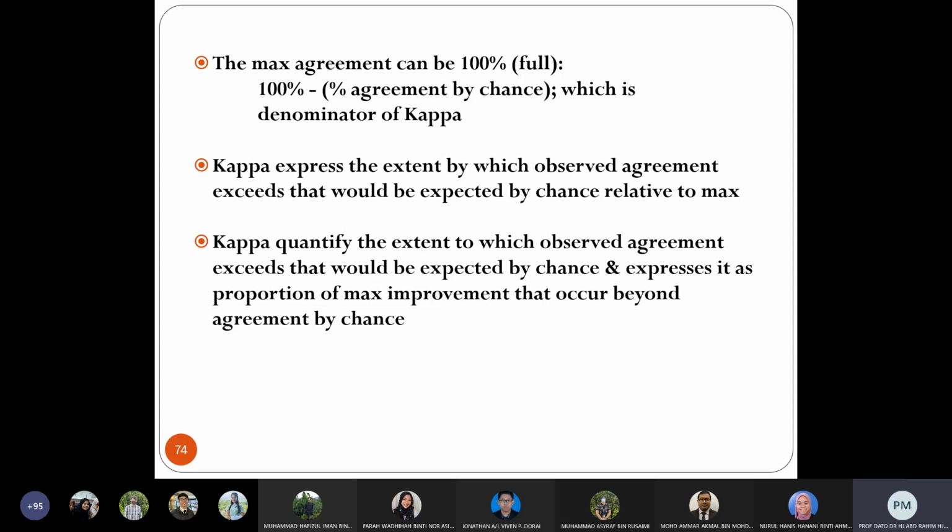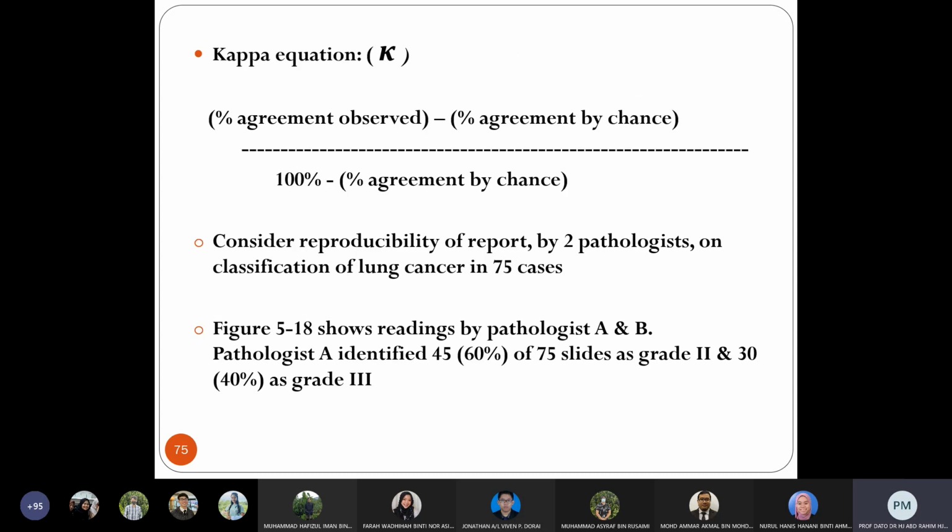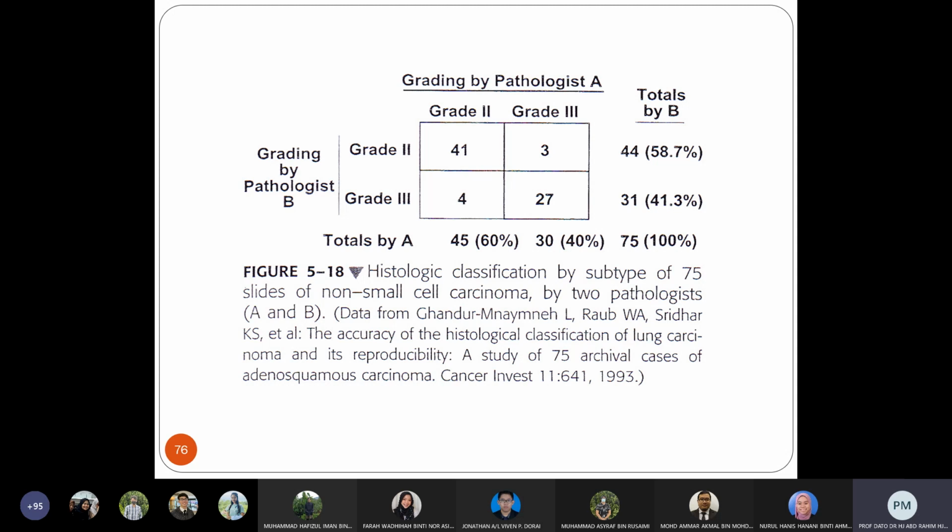And then the maximum agreement. The denominator for this calculation is the maximum agreement, which is actually 100%. Both agree totally, 100. So we consider 100% minus percent agreement by chance as the denominator. So the kappa equation: K is percentage agreement observed minus percentage agreement by chance, divided by 100% minus percentage agreement by chance. Okay. The rest is all explanation. You can read it later on.